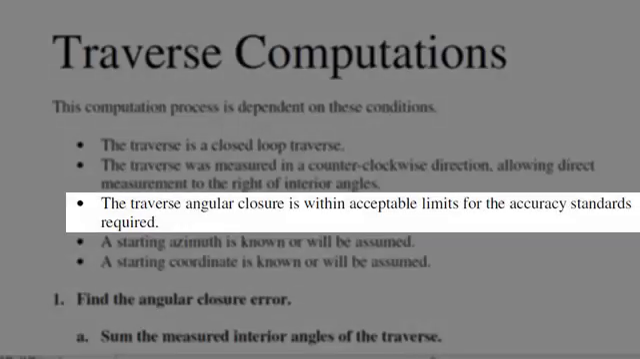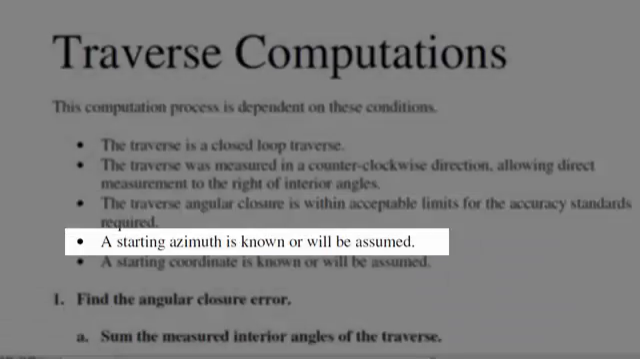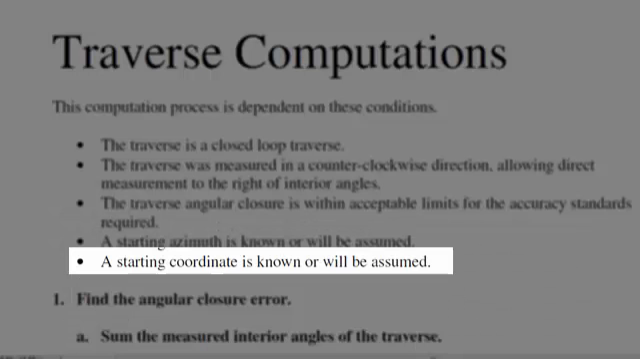We're also assuming that angular closure is within the acceptable limits, and we'll refer to acceptable limits here in a little while. And then we're going to need to have some starting azimuth known or assumed. Sometimes we may assume something and adjust it to something known later. We'll also need a starting coordinate to be known or assumed.